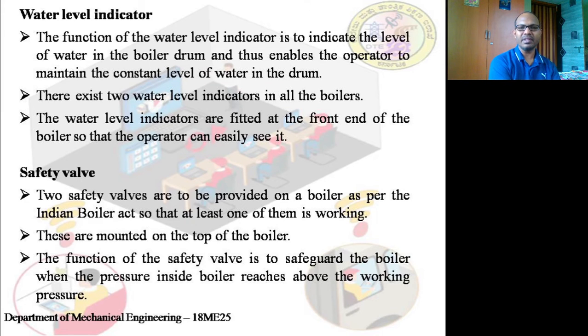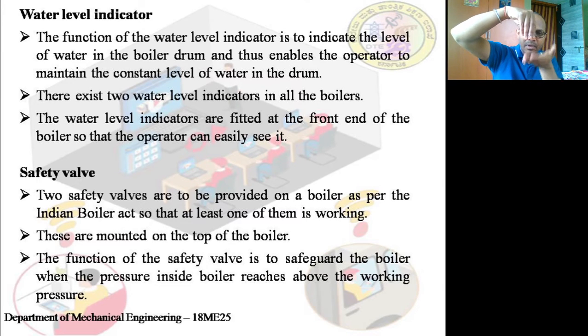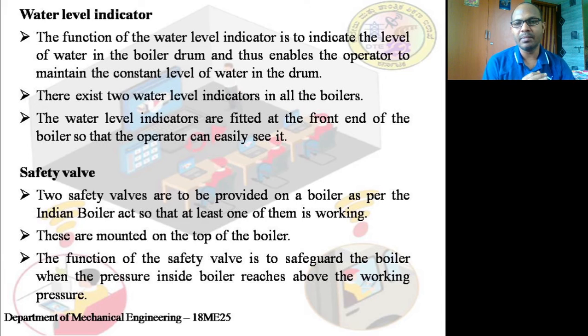So what happens? This safety valve is always placed at the top of the boiler, wherein if the boiler pressure reaches more than its level, then automatically it just opens up and releases the pressure without anybody's instructions. That is the importance of this safety valve. Automatically it just opens up.